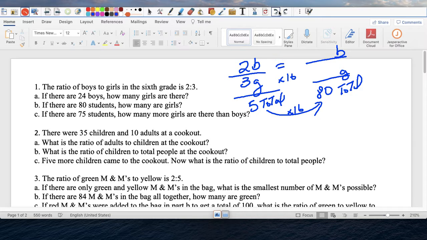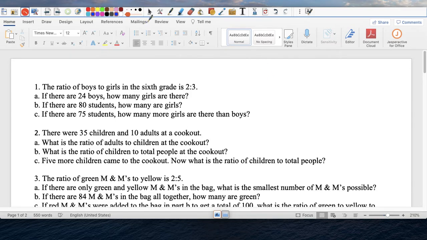Okay. When there's 75 in total. So let me go back here, use this again. When there's 75 in total, how many more girls are there than boys? Well, let's find out how many we have of each first. So that would be times 15, which makes 45 girls, and times 15, which makes 30 boys. So when there are 75 students, how many more girls? We have 15 more girls. Okay.